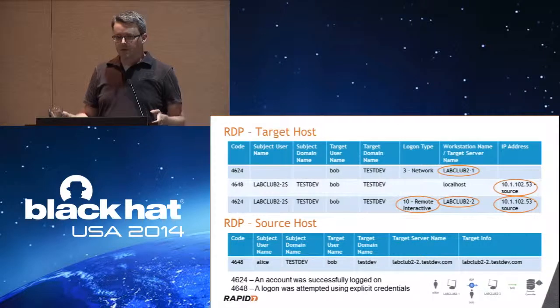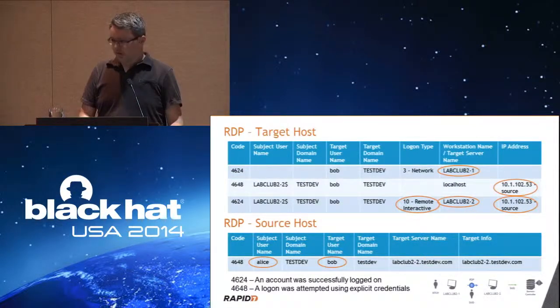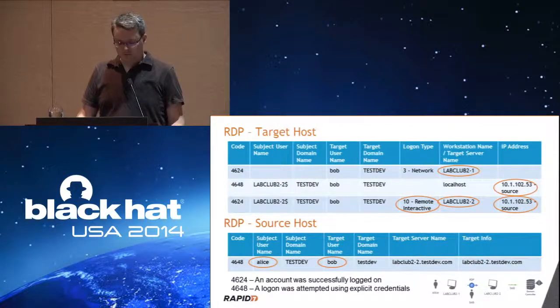Whenever you take a look at the events on the domain controller, all you see is the fact that there are network events, network logins occurring. You need to actually go to the endpoints to get the details to say, hey, this is an RDP connection. On the source host is the only place where you actually get the information about the fact that there is an impersonation going on, that you're switching from Alice to Bob.